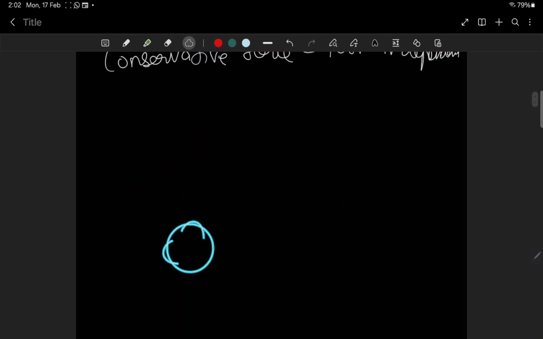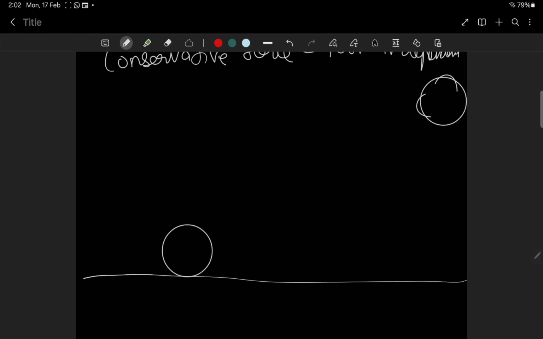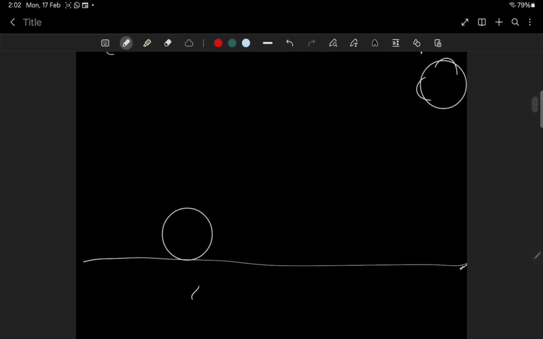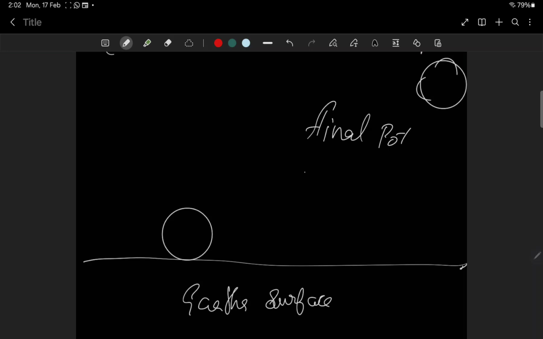Okay, I'm taking a ball, and if I take this ball from this place here, finally to here. So we started from here, and we reached there. So what is the change in potential energy of this body? You imagine this Earth surface. It's very simple. What is it? Final potential minus initial potential.